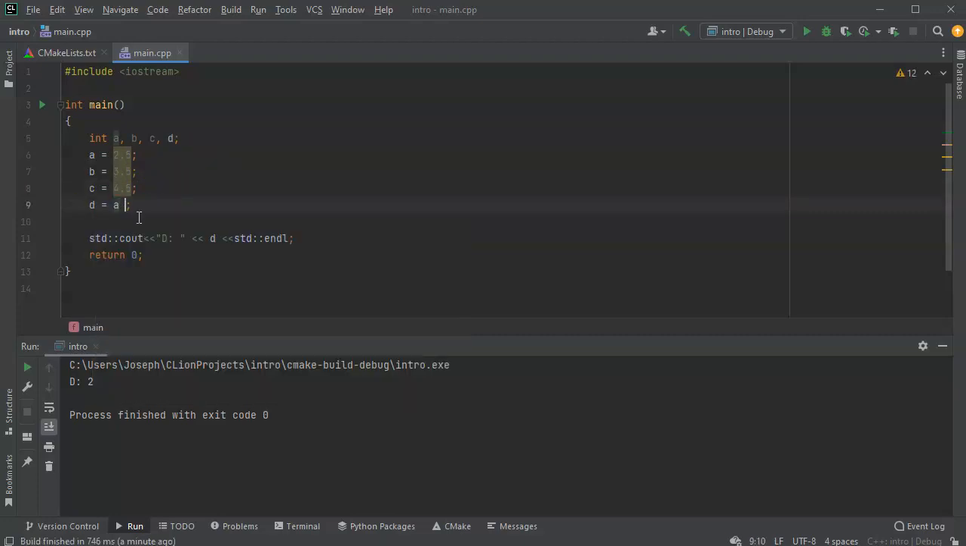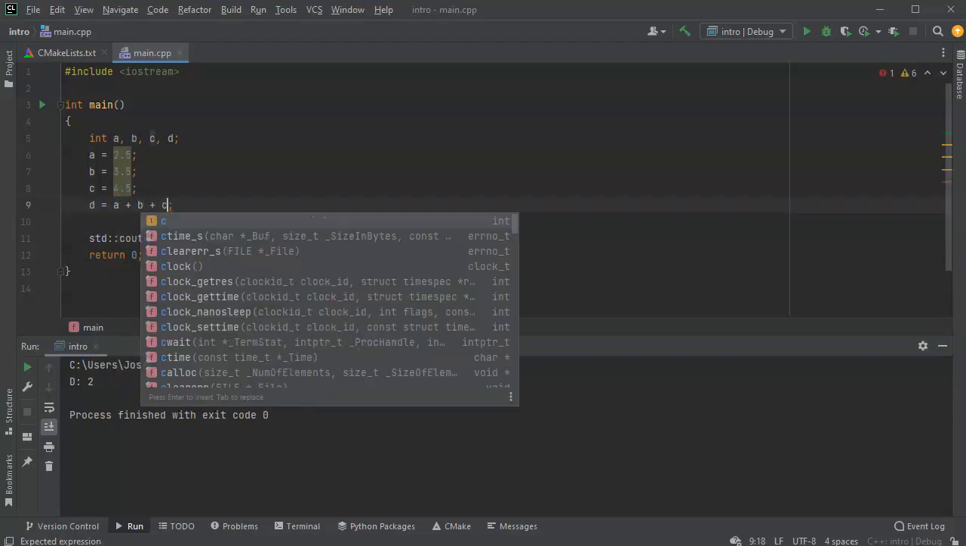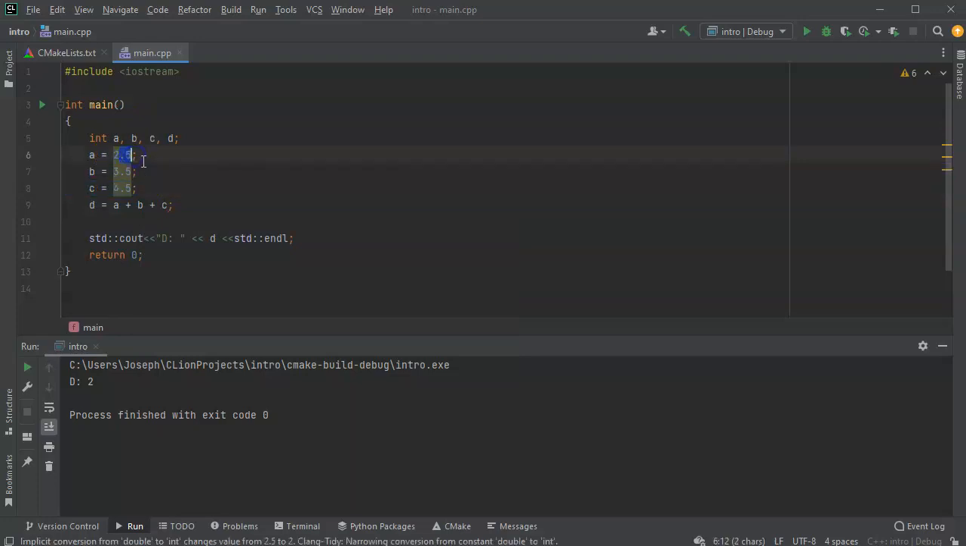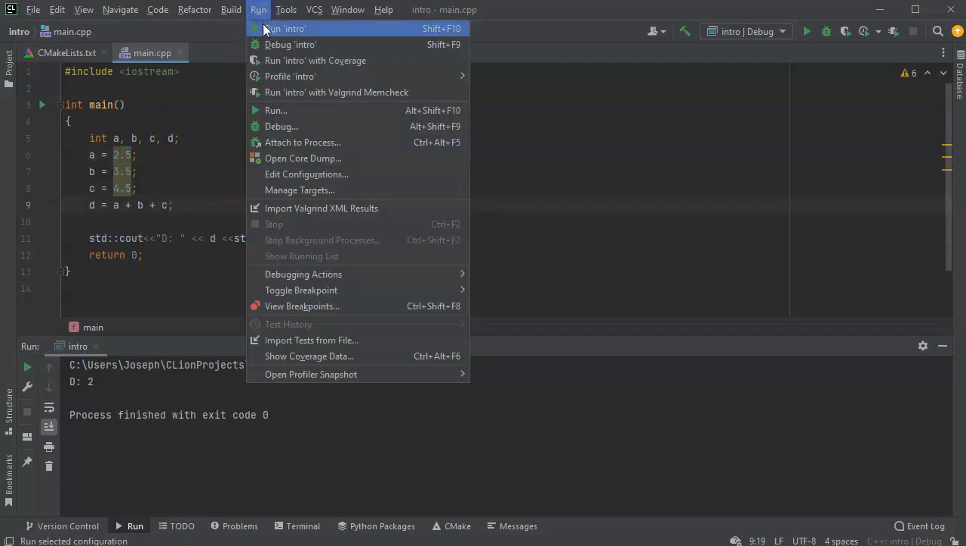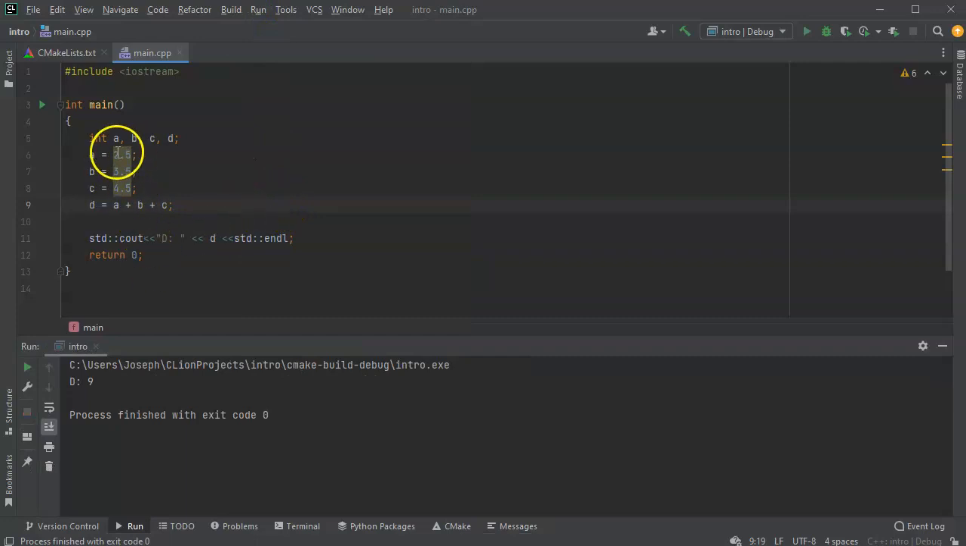So do A plus B plus C. It ignores everything after the dot, because it truncates this down to 2, this one down to 3, and this one down to 4. So go ahead and run this. And it does 9. So 2 plus 3 plus 4 is 9.